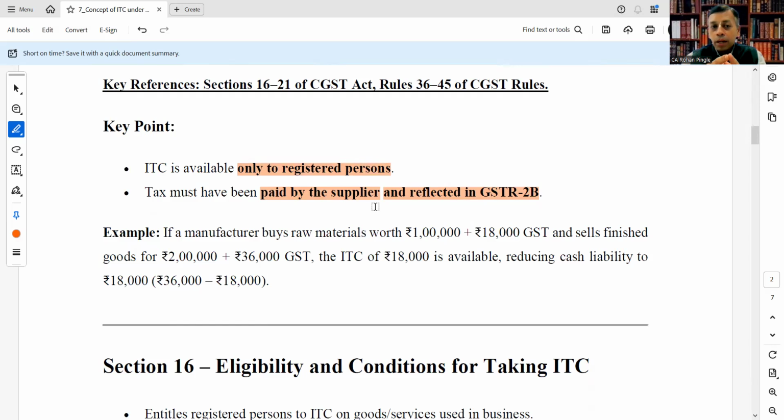Okay, let's see an example. If a manufacturer buys raw materials worth rupees 1 lakh plus 18,000 GST and sells finished goods of rupees 2 lakh plus 36,000 GST, the ITC of 18,000 is available, reducing cash liability to 18,000. That is, 36,000 is our output tax liability, minus this ITC that we have paid on our purchase. So our net liability will be rupees 18,000. Okay, this is the concept of ITC.